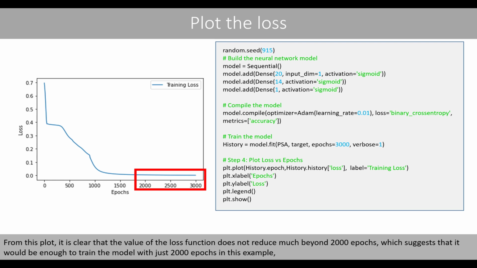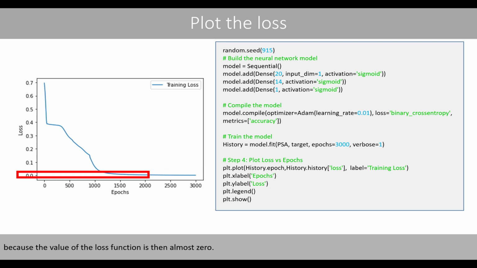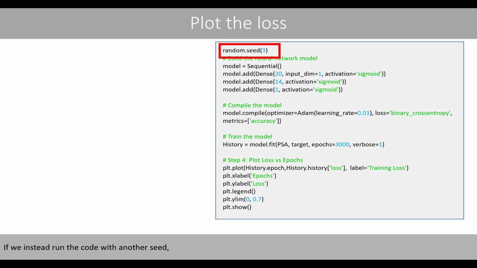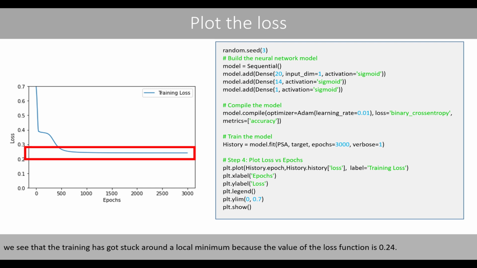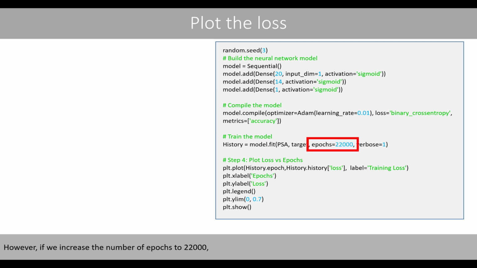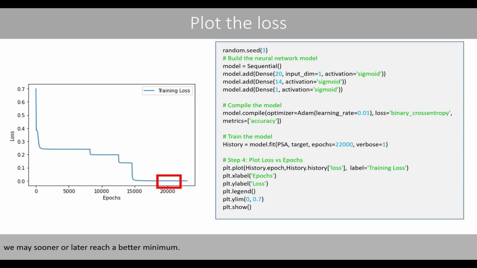From this plot, it is clear that the value of the loss function does not reduce much beyond 2000 epochs, which suggests that it would be enough to train the model with just 2000 epochs in this example, because the value of the loss function is then almost zero. If we instead run the code with the following seed, we see that the training has got stuck around a local minimum, because the value of the loss function is 0.24. However, if we increase the number of epochs to 22,000 and run the code, we may sooner or later reach a better minimum.